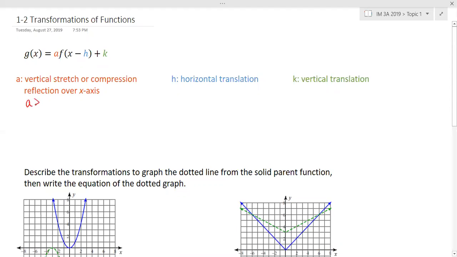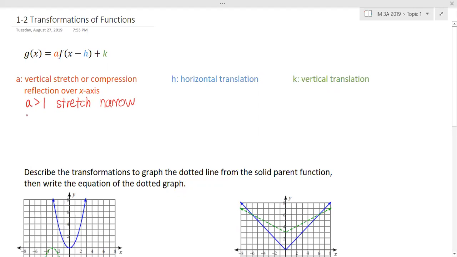A is greater than 1. So A is a number like 2, 3, 1.5, anything like that. That's going to be a stretch. A stretch is going to make your graph more narrow vertically if we're talking about parabolas or absolute values.